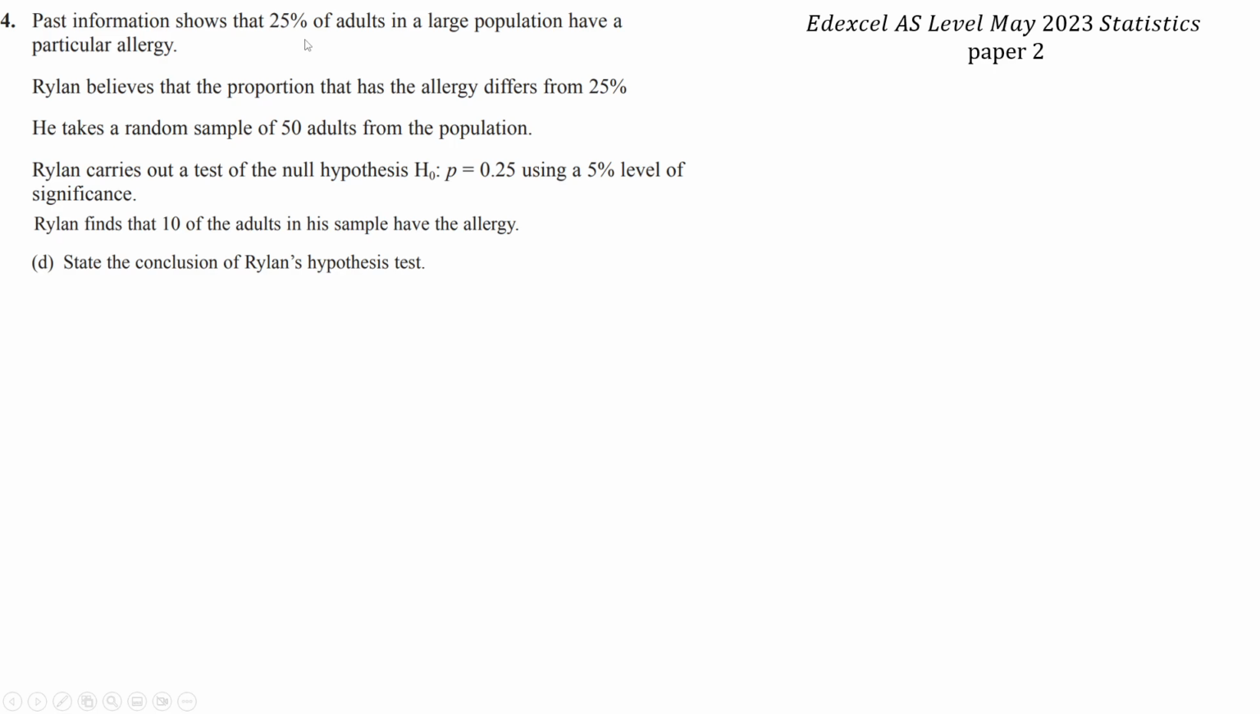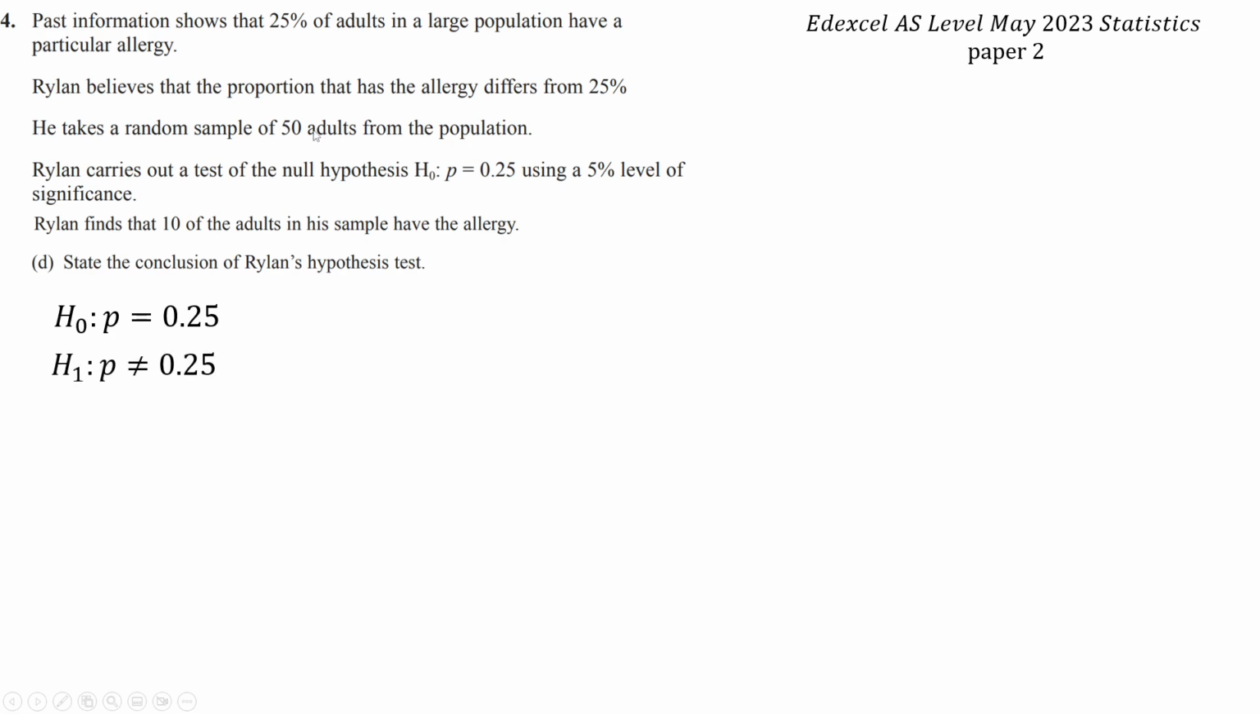Past information shows that 25% of adults in a large population have a particular allergy. So we're saying that H naught is 25%, 0.25. Ryan believes that the proportion of the people that has the allergy differs from 25%. So he's saying it's changed from 25% to something else. If it differs, it means the same as changed. It's not equal to 0.25.